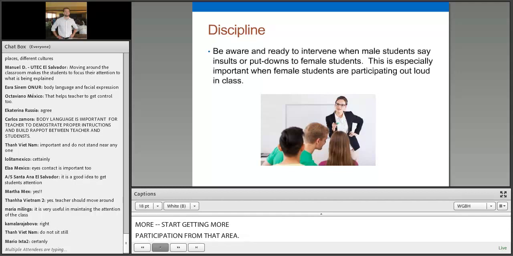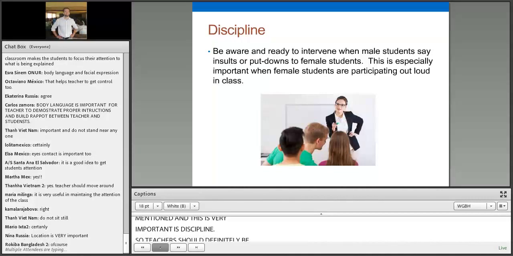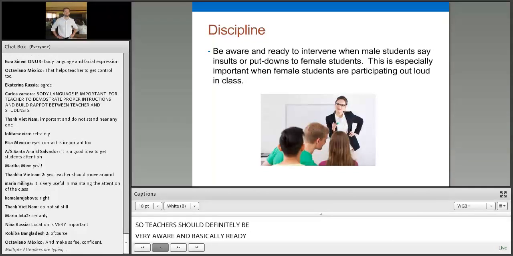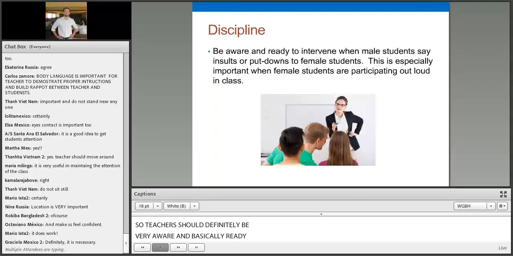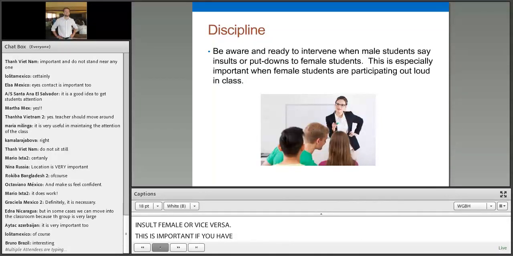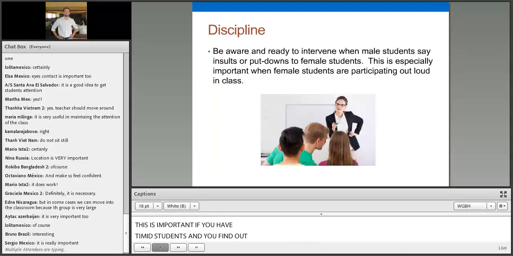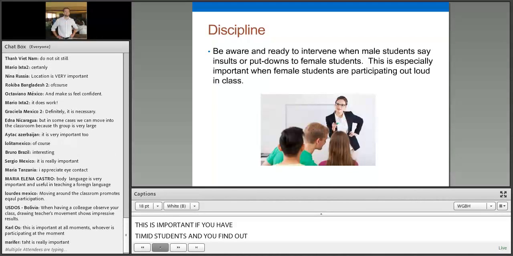Now this is what other people have mentioned, and this is very important, is discipline. Teachers should definitely be very aware and ready to intervene when male students say put downs to female students, or when female students insult or put down male students. And this is especially important if you have timid students, whether female or male, because if they are trying to participate and they're insulted, they're not going to feel motivated to participate in the future. So make sure that you're always watching for this.